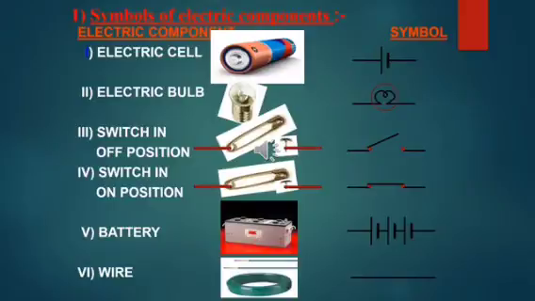Now how will you identify this in an electrical circuit? When you're drawing an electrical circuit, if you want to show the electric cell, then the symbol used is one long line and another shorter line. The long line represents the positive terminal and the small line represents the negative terminal.